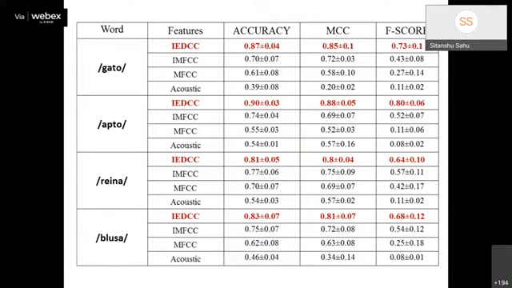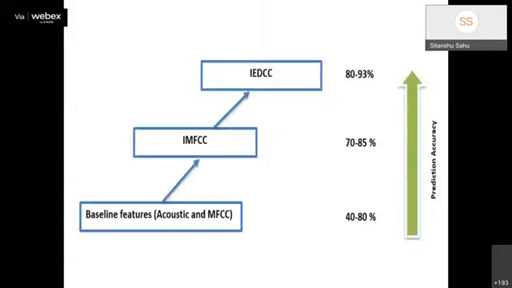Similarly, in the word, we are getting higher accuracy using the IEDCC features, which gives me around 90% accuracy in the word apto, right? Similarly, in the RENA, we are getting 81% accuracy, which is quite better than the IMFCC, MFCC and acoustic features. The baseline acoustic and MFCC features were giving me around 40 to 80% accuracy in different speech tags. Now it is increased to 70 to 85% in the IMFCC feature, which is based only on the energy deviation of the intrinsic mode function.